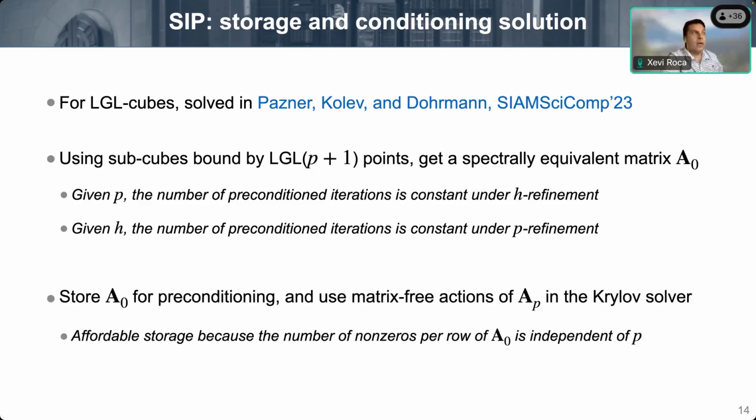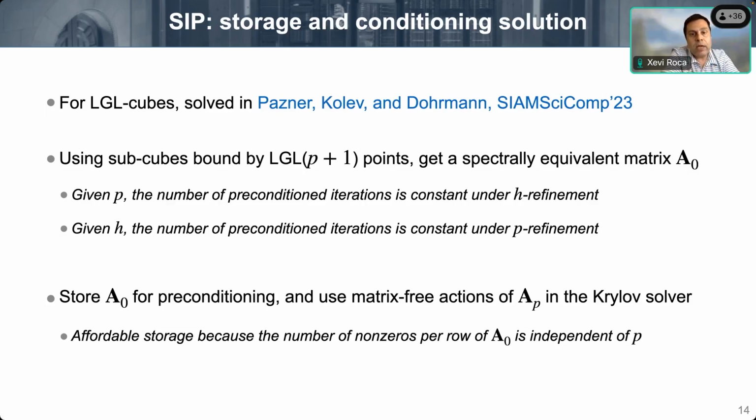And luckily, Pazner, Kolev, and Dorman found a solution for Legendre Gauss-Lobatto meshes with cubes. And the idea was the next one. Why not consider the points of a Legendre Gauss-Lobatto discretization of high order, of polynomial degree plus 1, and use them to generate a submesh inside each cube that is also composed by cubes. And this mesh is bounded by the LGL P plus 1 points.